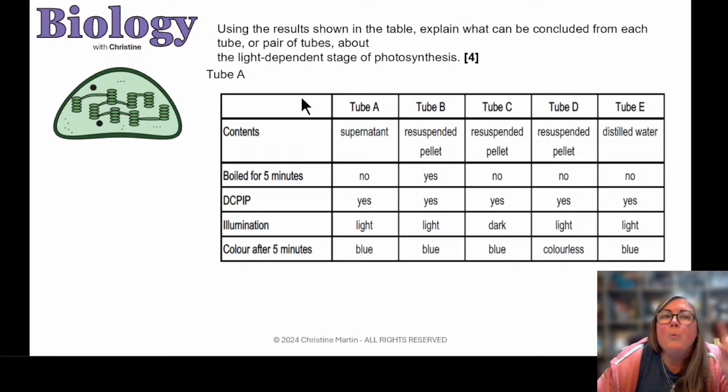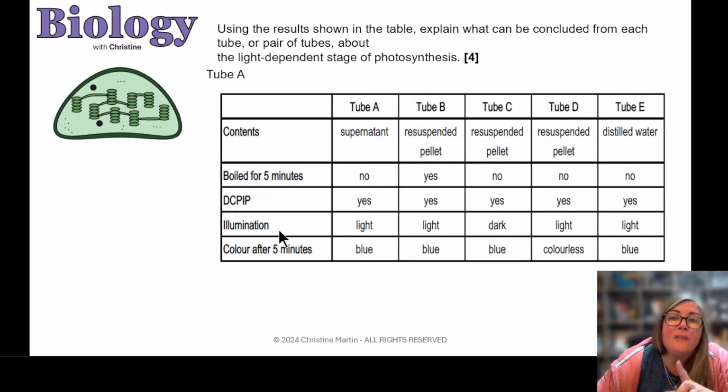So what have they told us? They've told us that there are contents in tube A, tube B, C, D, and E. They've told us that they've boiled it for 5 minutes. They've told us that they've used DCPIP. Now, for those of you who don't know, DCPIP is an indicator that will accept electrons. So it acts like the NADP and therefore accepts the electrons for the non-cyclic photophosphorylation.